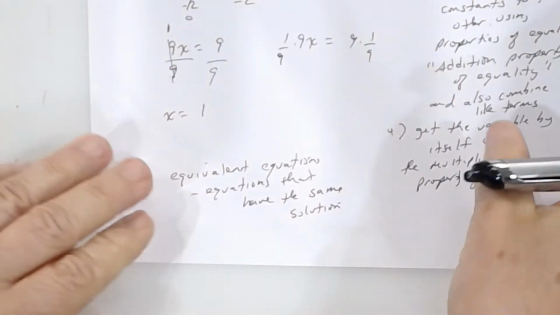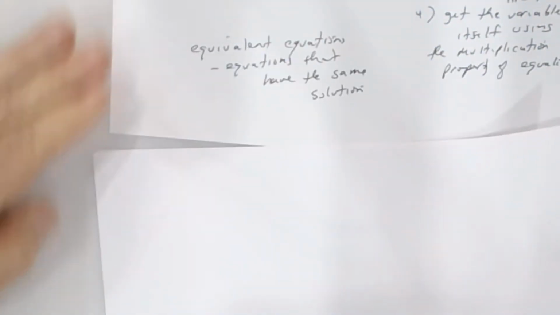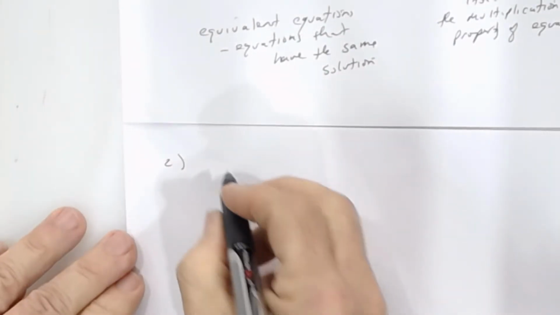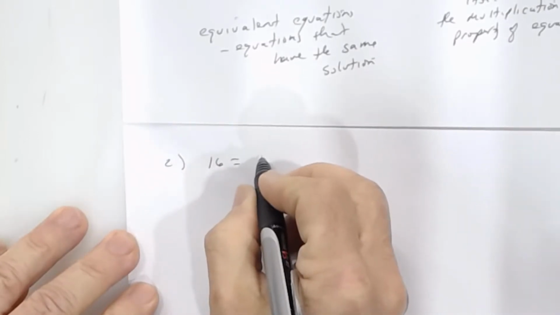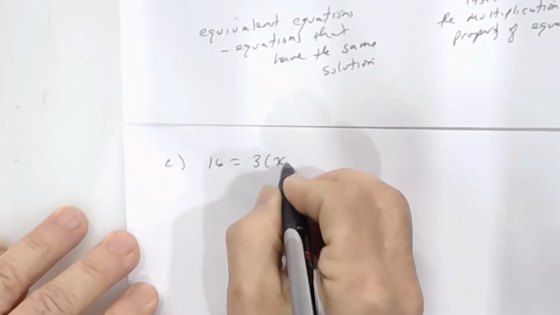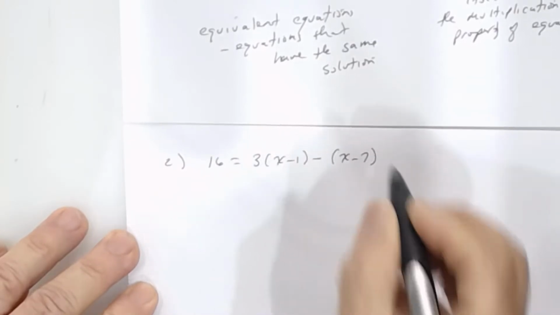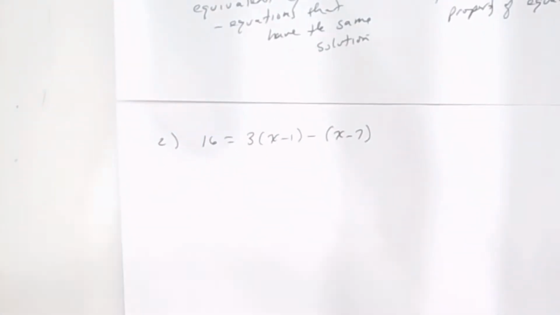Okay, let's look at another one. Okay, number 2. Number 2, suppose we had this one. 16 equal 3 times x minus 1 minus, in parentheses, x minus 7. All right, so let's see if you remember how to do this one.